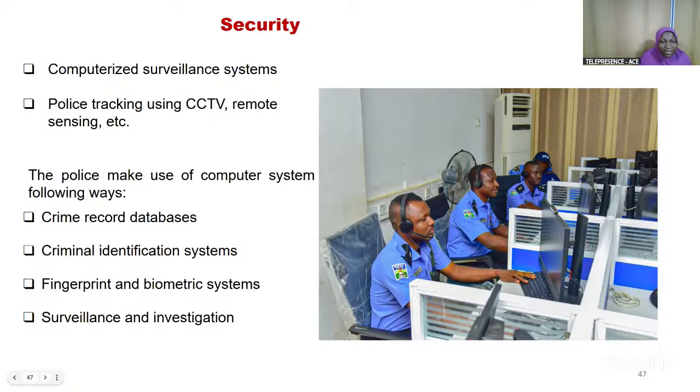And you can have CCTV, you can have remote sensing, and so on. So this has redefined the workspace. And you can see, if these police, our friend, are not computer literate, that means they would have been displaced by now. But these ones here, it looks as if they are computer literate.